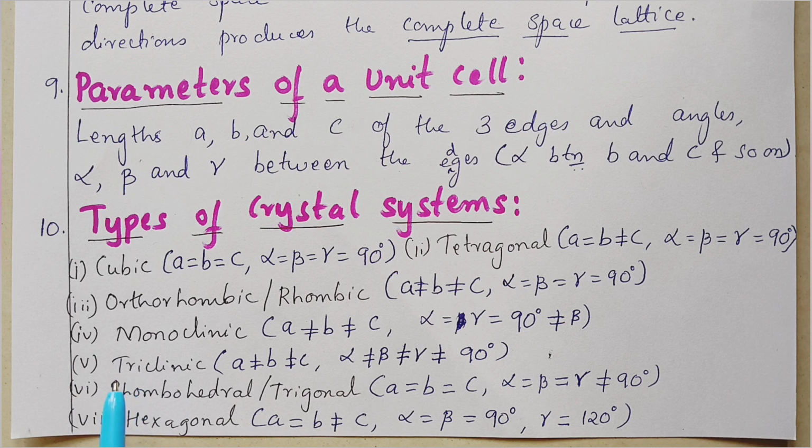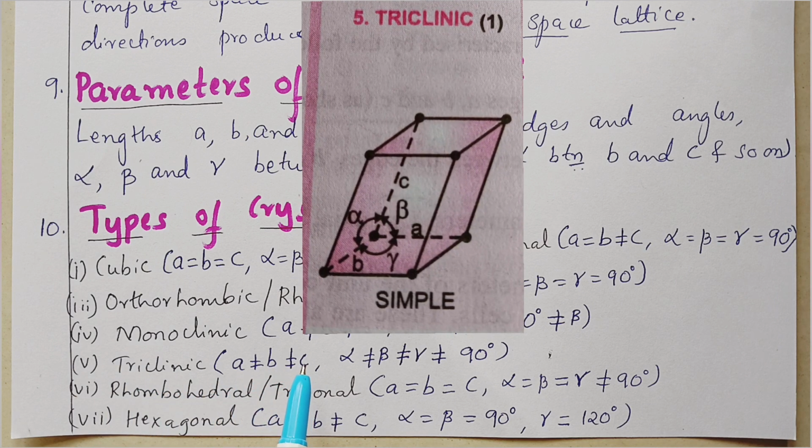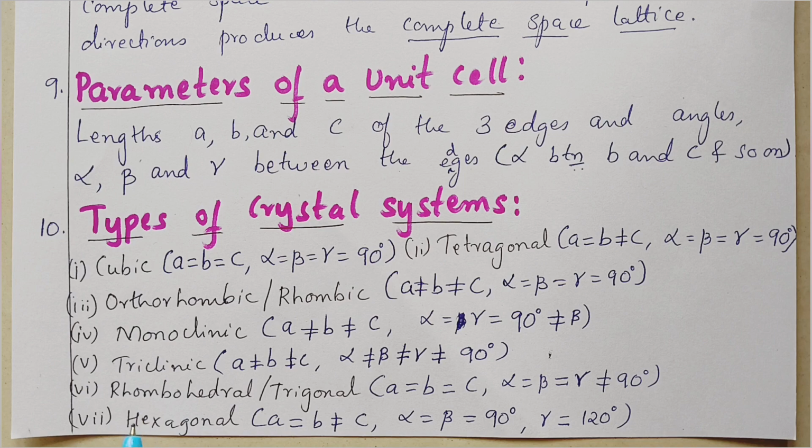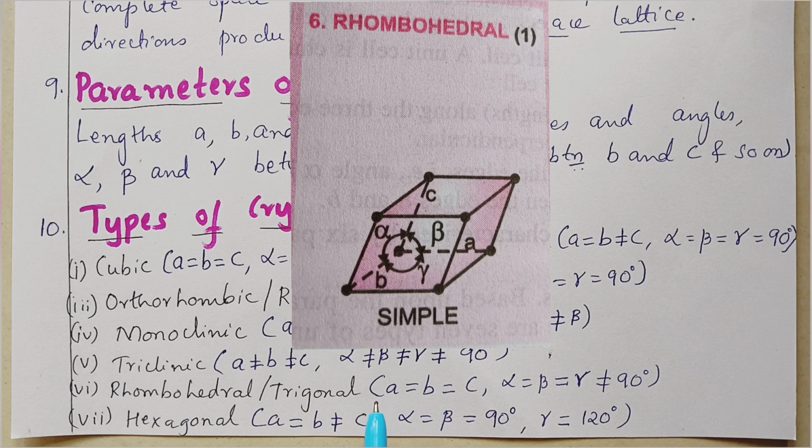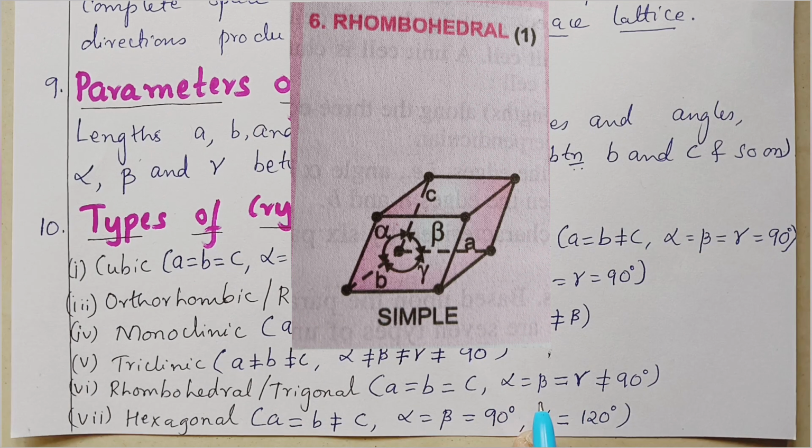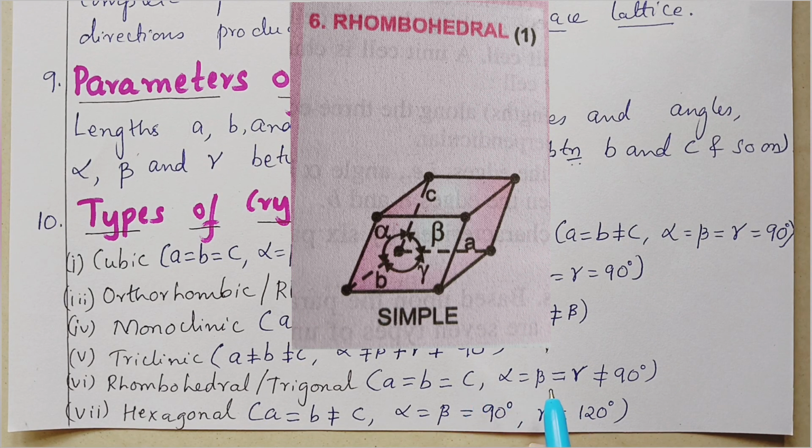The fifth system is triclinic crystal system. Here all the three edges are different. Similarly, all the three angles are also different and they are not equal to 90 degree also. The sixth type is rhombohedral or trigonal system. Here the three edges are similar. A is equal to B, that is equal to C, and all the three angles are also equal. Alpha is equal to beta, that is equal to gamma, but all the three are not equal to 90 degree.